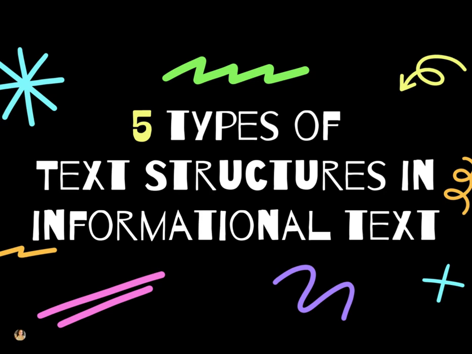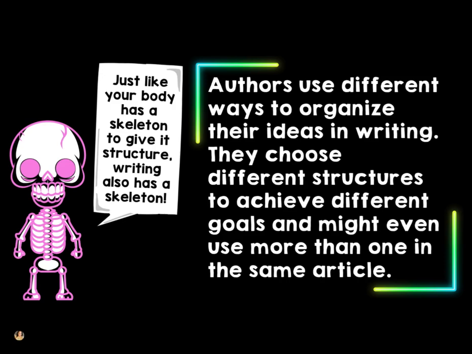Today, we are going to be introduced to the 5 types of text structures in informational text. Informational text is where authors use different ways to organize their ideas in writings. They can choose many different structures to achieve different goals and might even use more than one in the same passage. It's kind of like your body, it has a skeleton to give it a structure. Well, writing has a skeleton, it also has a structure.